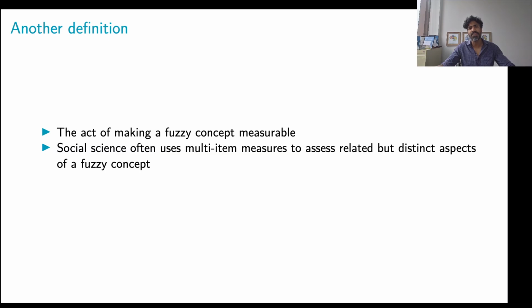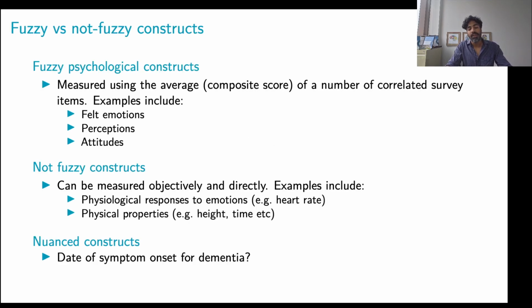So another definition of operationalization is the act of making a fuzzy concept measurable. Social science often uses multi-item measures to assess related but distinct aspects of a fuzzy concept. What I want to emphasize here is the differences between fuzzy versus not fuzzy constructs. Fuzzy constructs are psychological constructs measured using the average or a composite score of a number of correlated items. Examples include felt emotions, perceptions, and attitudes.